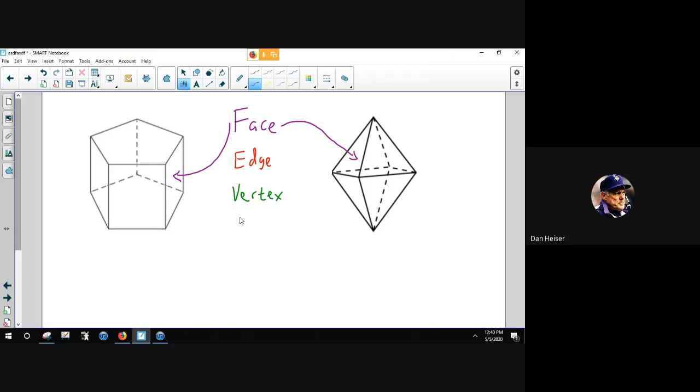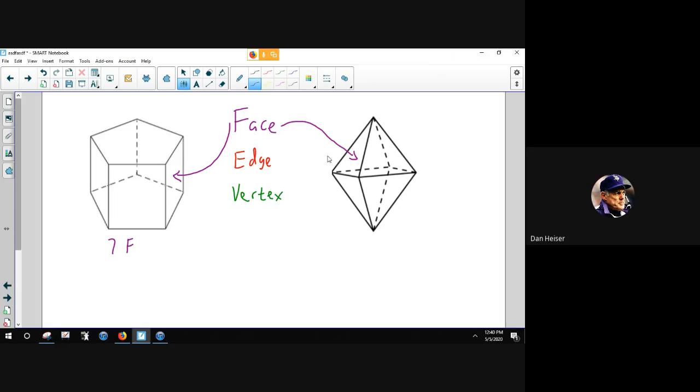So total of 7 faces. The one on the right has 8 faces. 4 triangles going around here, 4 triangles going around here. This one does not count because it's entirely inside.